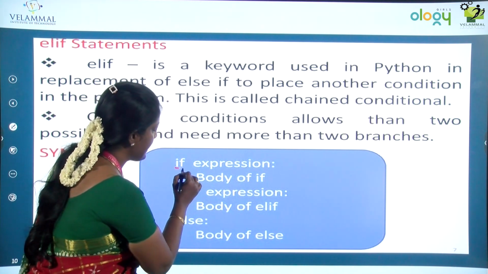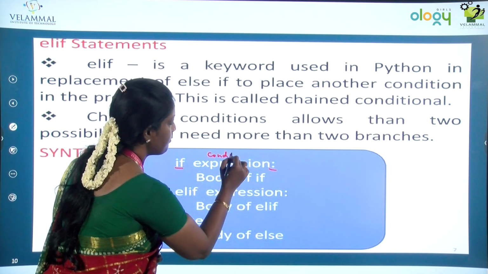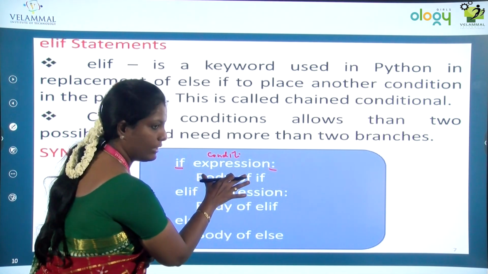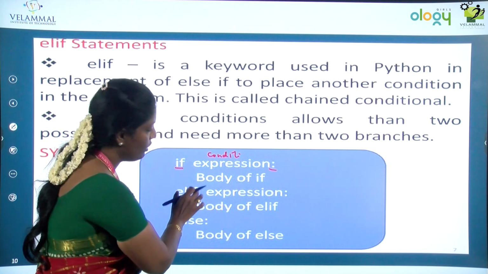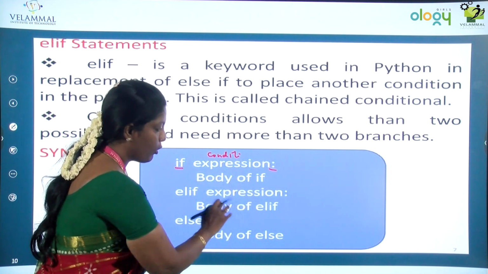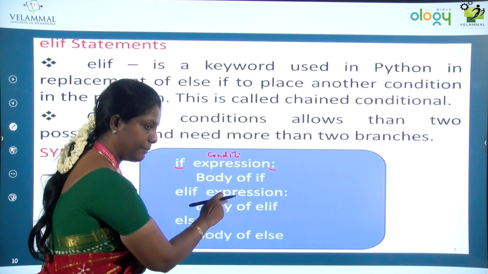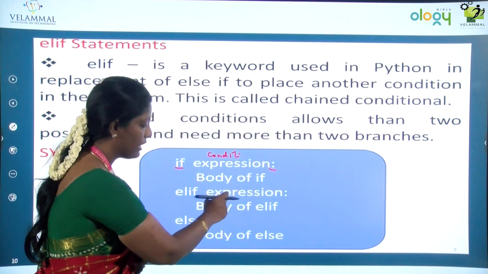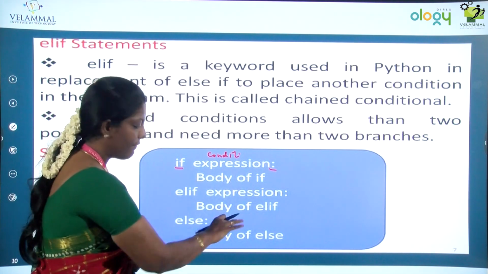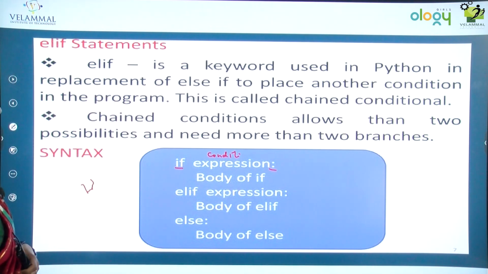So remember the syntax: if condition or expression colon, then a set of statements, then it goes to elif, again colon, another condition. So if the first is false and this is true, it goes inside and executes here. Then if both are false, it goes to the else part of the statement. Can you understand this? Yes?